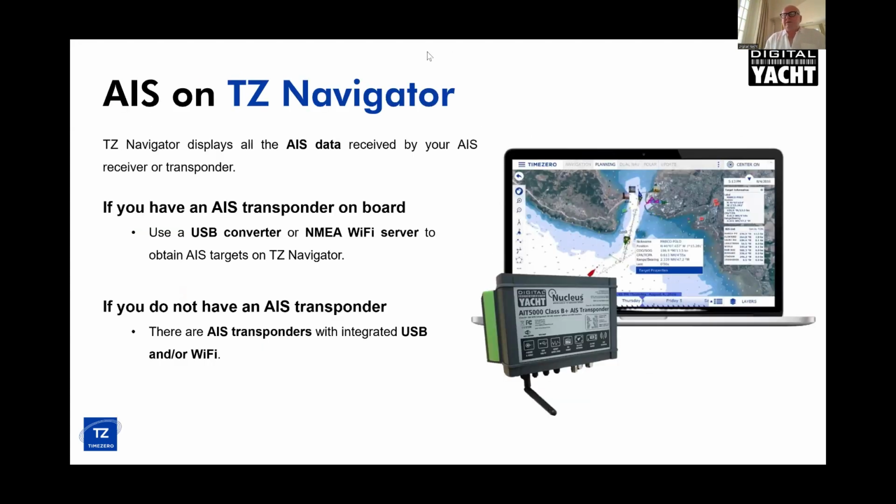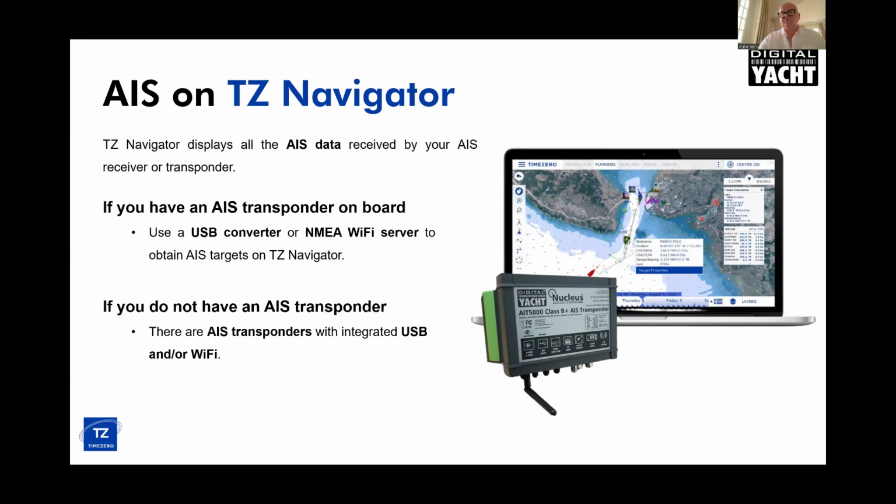Many people already have AIS, and if you have it on through your NMEA 183 or NMEA 2000 system, obviously that data can be shared. But if you haven't, we also make a wireless version of our transponders. This is our AIT 5000 Class B Plus transponder, a full function transponder that's got wireless connectivity as well as USB and NMEA for traditional chart plotters and so on.